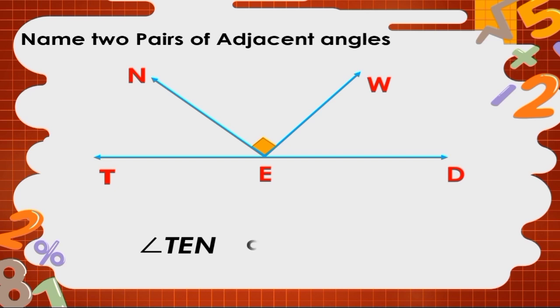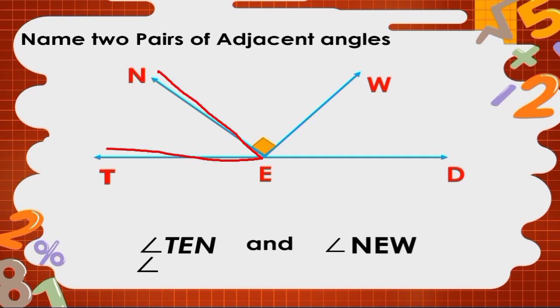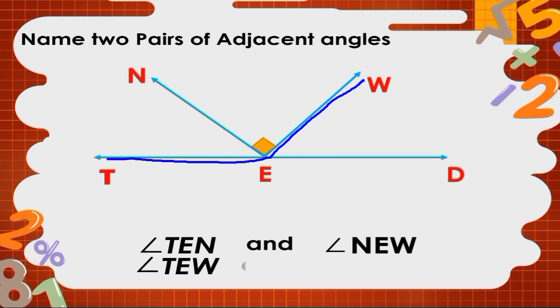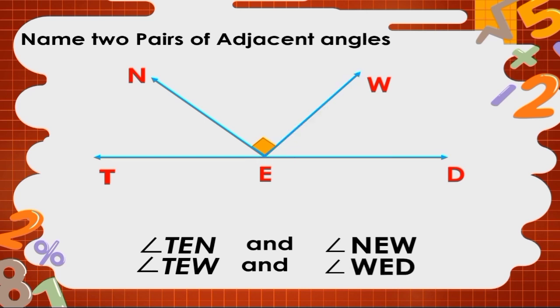Next, name two pairs of adjacent angles. Okay, adjacent, ibig sabihin magkatabi. Marami po tayong options dito. So, 2 lang ang hinihingi. So, we have angle TEN and angle NEW, angle TEW, and angle WED. Ayan. So, actually, marami pang adjacent angles tayong nakikita dyan. So, pwedeng angle DEW and angle WEN.